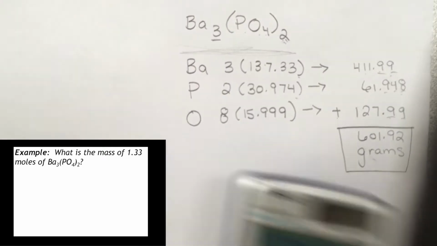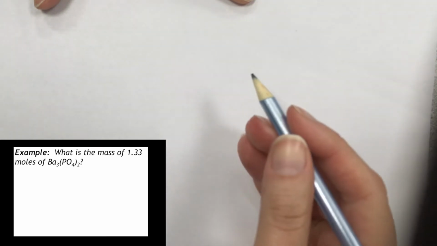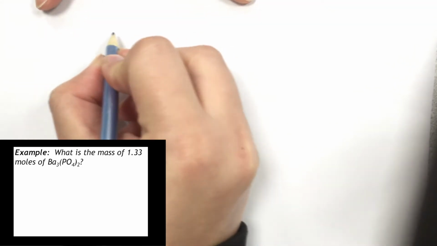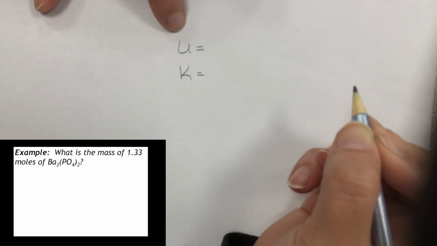All right, so now we're actually doing a calculation with molar mass. So it's giving us moles, and then we have to do a calculation with it. So it's asking, what is the mass of 1.33 moles of barium phosphate? So this is where we use dimensional analysis. That's what I use to solve these. So the unknown and the known, we have an unknown.